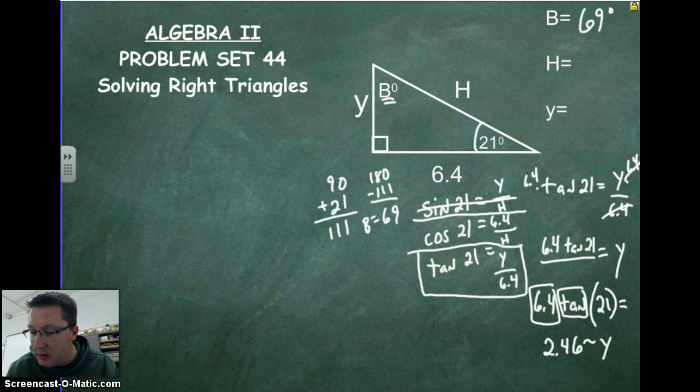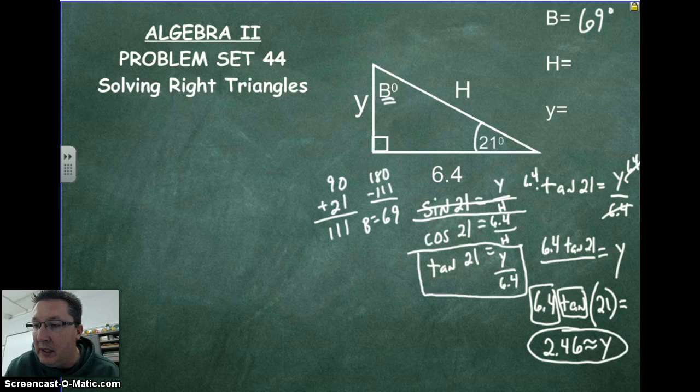Now, I'm going to show you this little squiggly equal sign. You're going to start seeing that in your book, and you'll see me write it. That squiggly equal sign just means approximately. Because we're rounding this off, we're not taking it out to all those decimal places. That's the symbol for approximately. So y is approximately 2.46. Okay? Now, to find h, I have a choice.